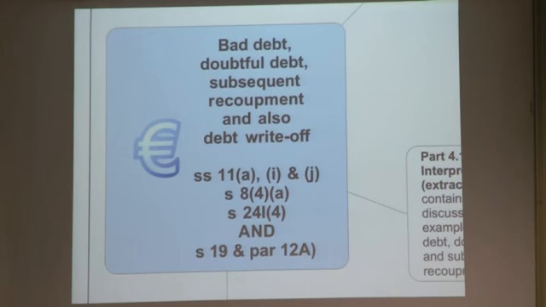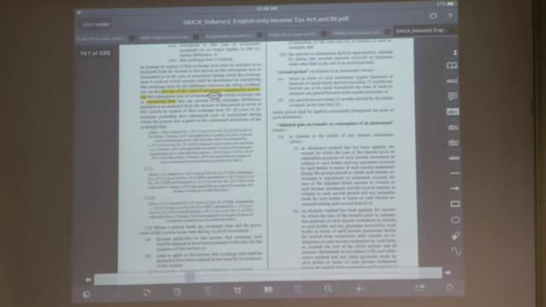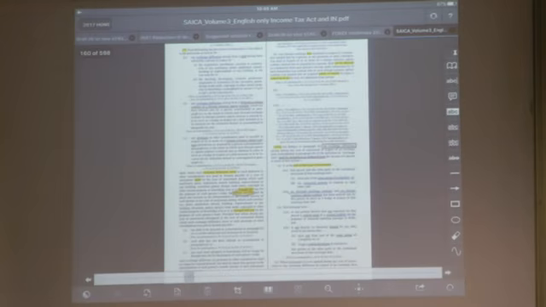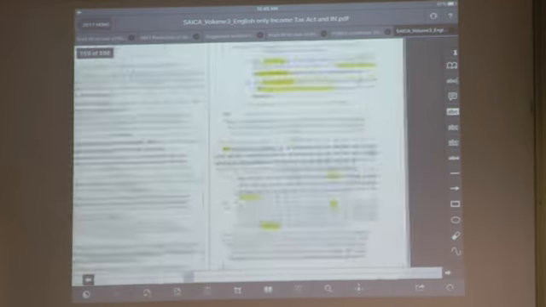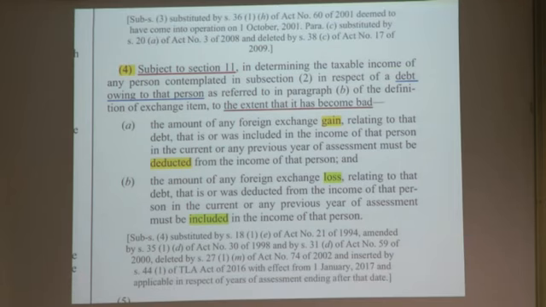Section 24I(4) is now this new section. So before we go into the rest of the mind map, let's just read for ourselves the wording, and then we'll put it into context. Section 24I(4) is not a very long provision, but what is very important is the fact that it starts with the wording "subject to section 11." So your 11A and your 11I must be considered first.